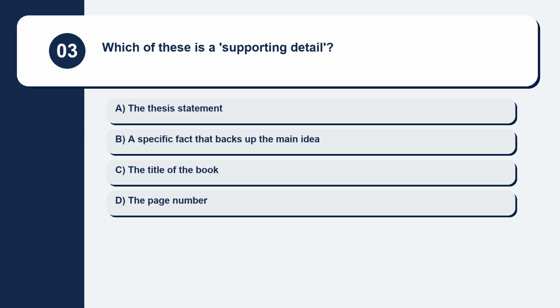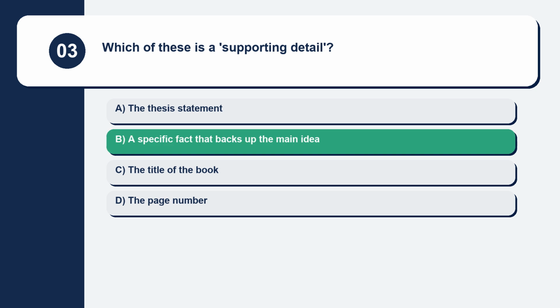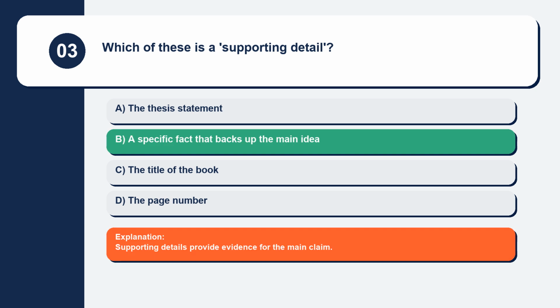Question 3. Which of these is a supporting detail? The thesis statement. A specific fact that backs up the main idea. The title of the book. The page number. Supporting details provide evidence for the main claim.